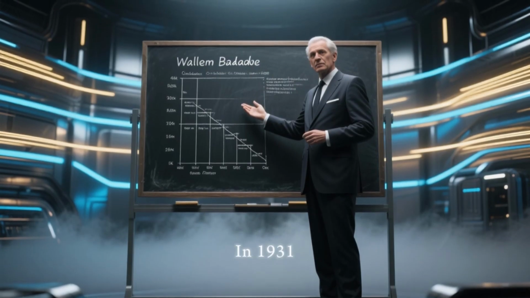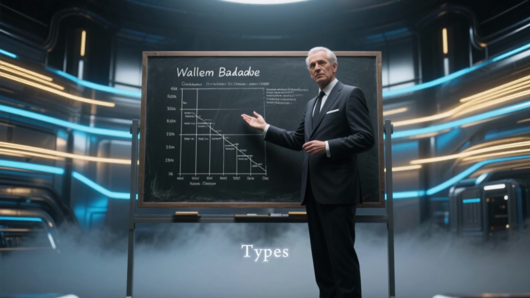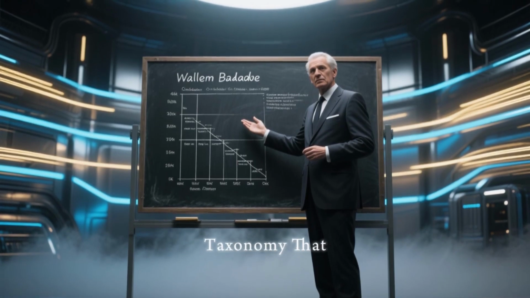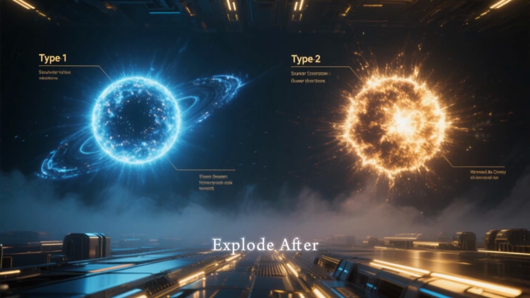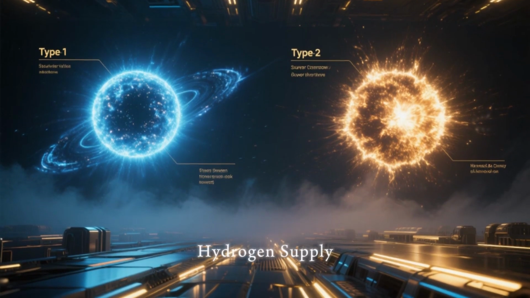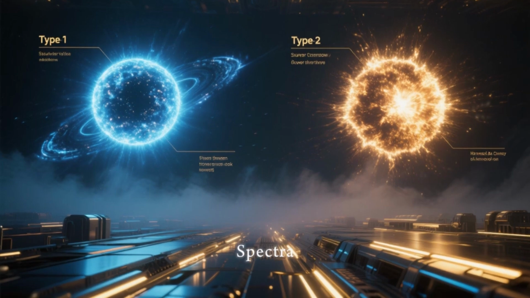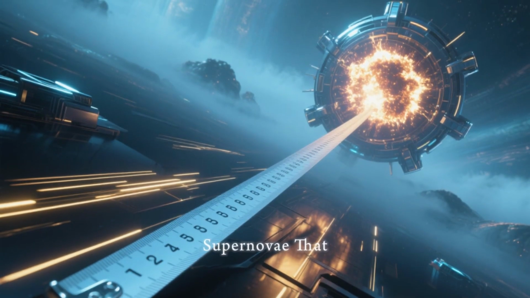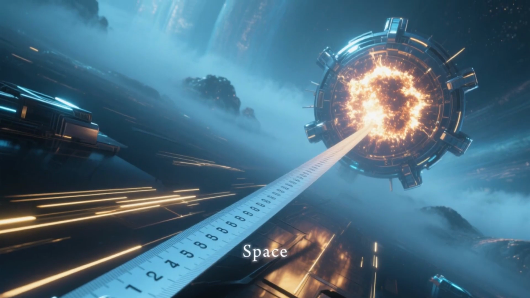In 1931, astronomer Walter Baade classified supernovae into different types, beginning the taxonomy that scientists still use today. Type 1, stars that explode after exhausting their hydrogen supply. Type 2, stars that show hydrogen in their spectra. And Type Ia supernovae, that can be used as standard candles to measure distances in space.